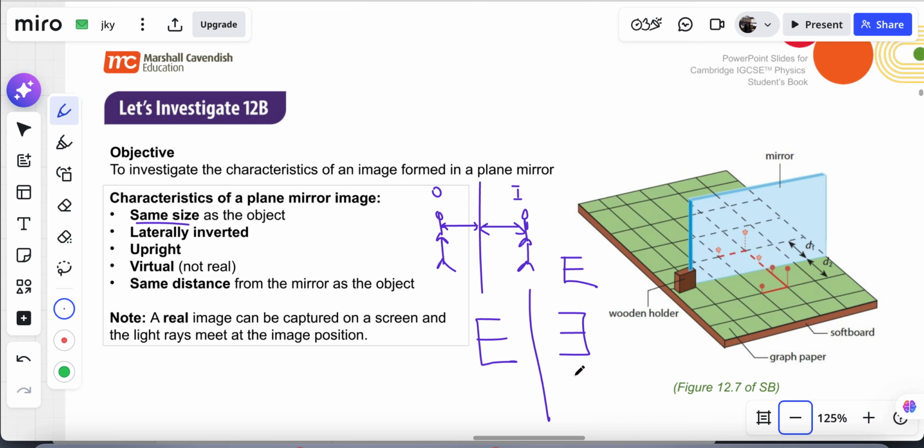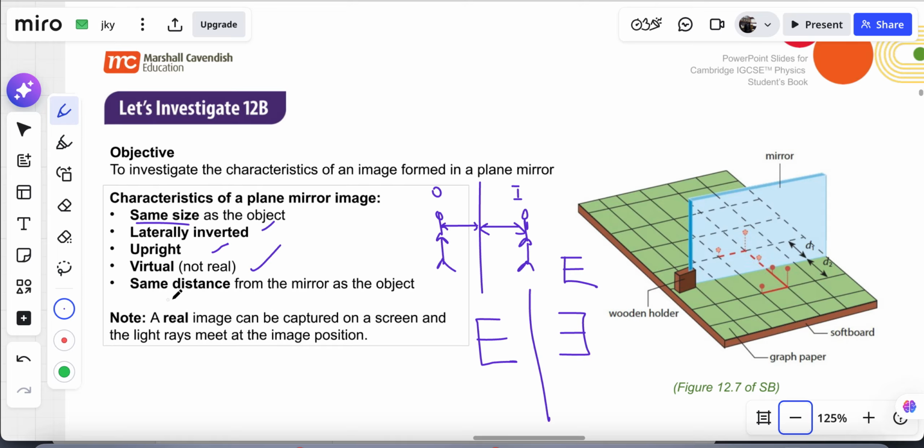They are upright. If the object is standing up, the image will also stand up, not turned upside down. This is the third characteristic. They are virtual, meaning they are not real. The mirror is not a screen. Images are not formed on the screen. If you look at yourself in a mirror, are you actually behind the mirror? No, you're not. So it's virtual, it's not real.